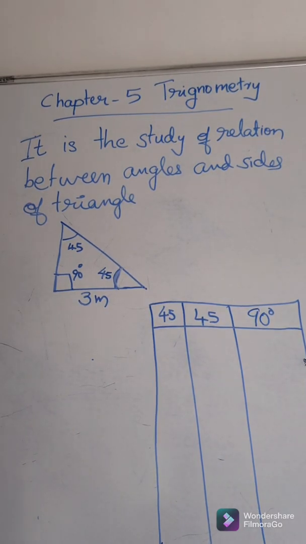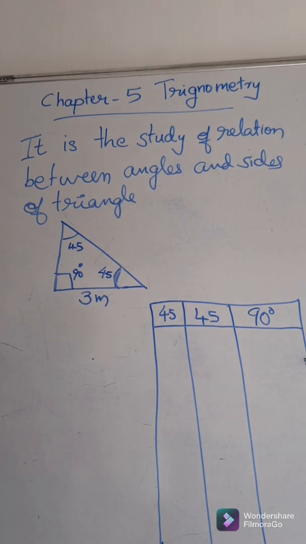Let's start the new chapter, trigonometry. Trigonometry is the study of relation between angles and sides of a triangle. This word trigonometry is derived from Greek words, that is triangle, measurement of triangles. Its simple meaning.